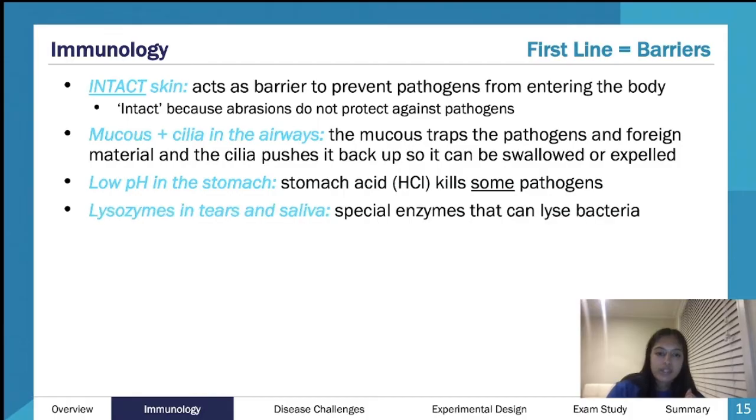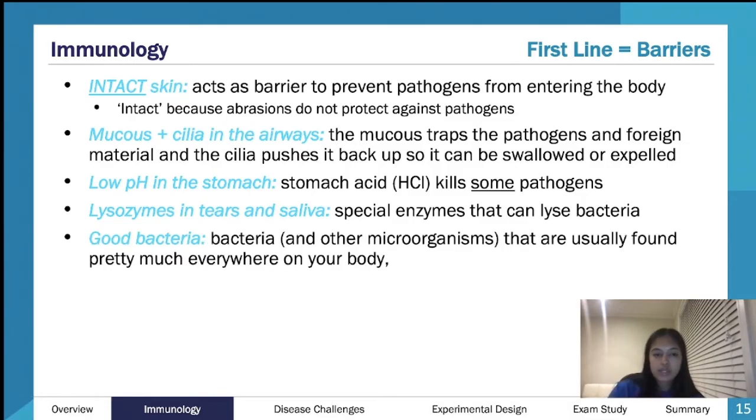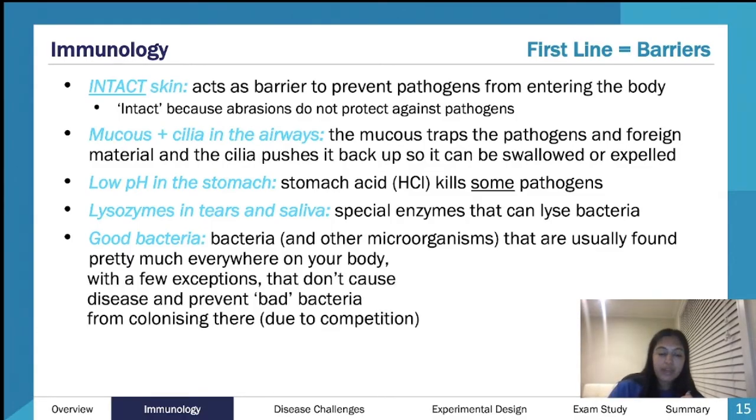So it can kill certain pathogens, but of course there are some bacteria that hang around in the stomach as well. Lysozyme: these enzymes in your tears and in your saliva can help to degrade certain pathogens as well. Your good bacteria should be referred to as your microbiome, your microbiota. They're found in other places on your body. There are a few exceptions, those are just sterile areas, but this microbiome helps because it competes with your bad bacteria. It's a bit of a good versus bad.